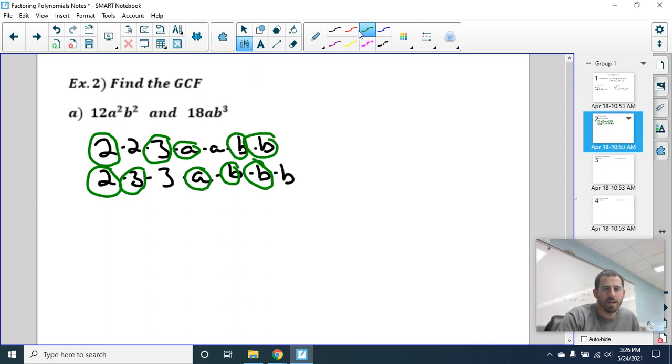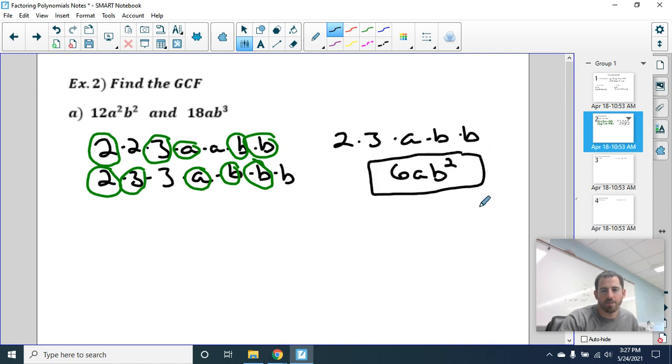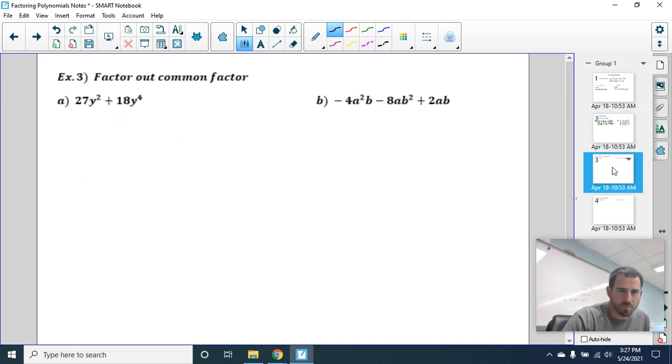So my greatest common factor here is what I circled: 2 times 3 times A times B times B. Flipping that back together and multiplying, we get 6AB squared, and that is the greatest common factor. Again, pause if you need to, and then we're going to take it a step further. Example 3: we're going to factor out the common factor. We find the greatest common factor, pull it out, and leave whatever is left over inside.